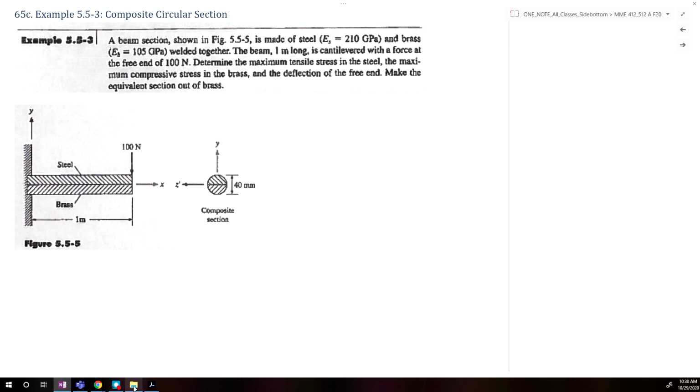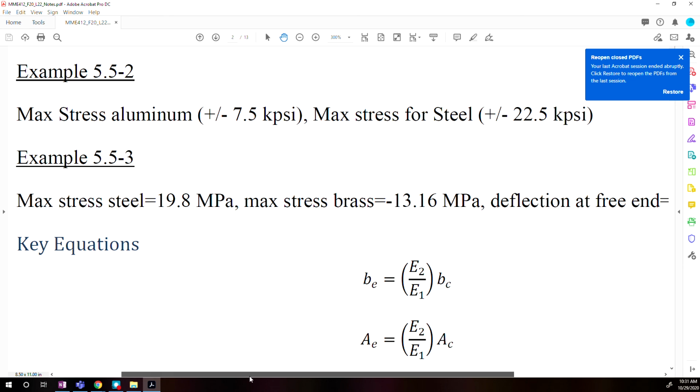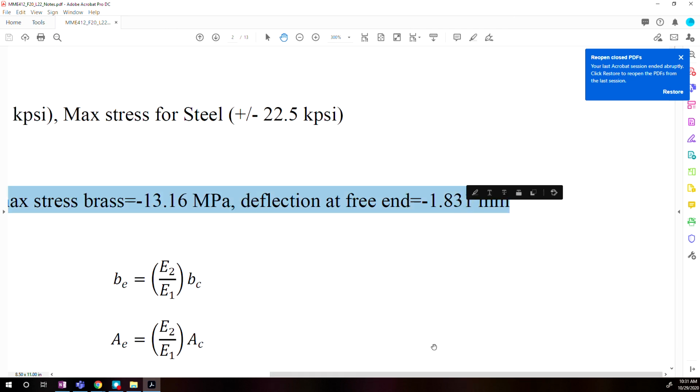So I'm going to show again the answers. The maximum stress in the steel was about 19.8 megapascals. The maximum stress within the brass was around 13.16 megapascals. So the stress within the steel was greater in magnitude, while the deflection of the cantilever beam due to the applied force at the end was equal to minus 1.81 millimeters.